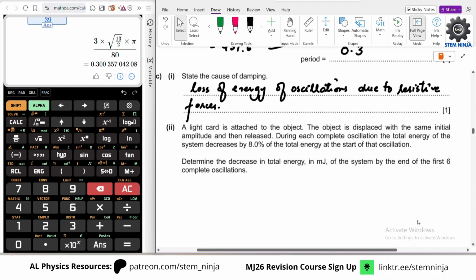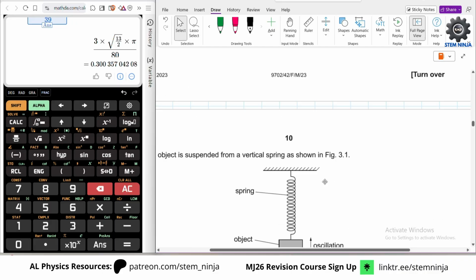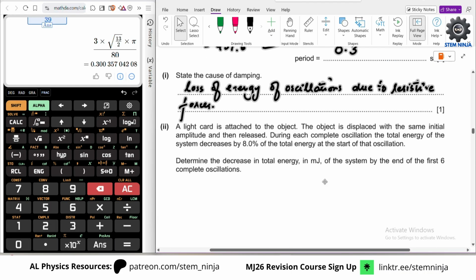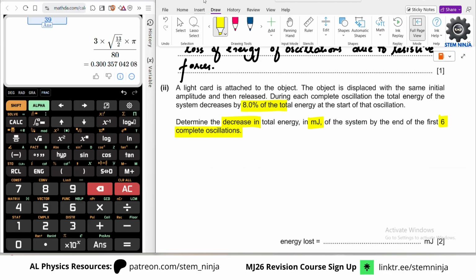A light card is attached to the object. The object is displaced with the same initial amplitude and then released. During each complete oscillation, the total energy of the system decreases by 8% of the total energy at the start of the oscillation. Determine the decrease in total energy in millijoules. We need to find the decrease by the end of the first 6 complete oscillations.